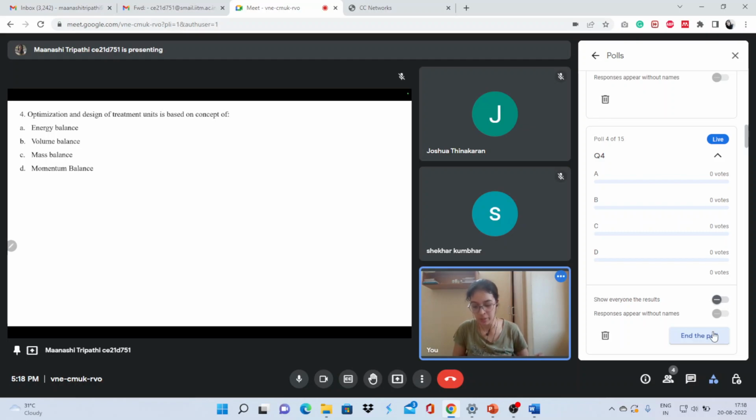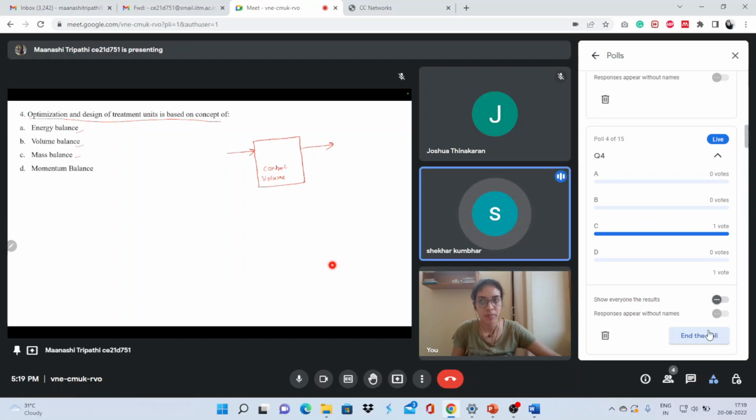Optimization and design of treatment units is based on energy balance, volume balance, mass balance, and momentum balance. Whenever we design a treatment unit, it is kind of a reactor. So what do we check in these things? Do we balance energy, volume, mass, or momentum? Some compound will come in, some will go out. So in this control volume, what do we measure? This is a very important question. Volume balance? No, no, no.